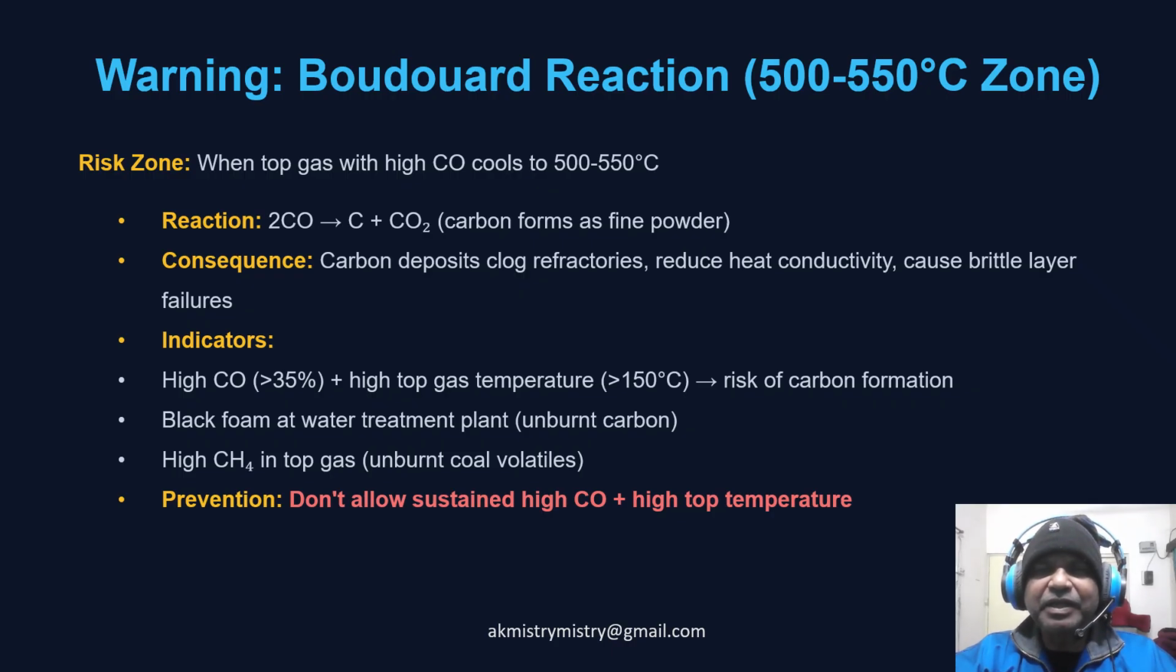prematurely. Practical indicators of this condition include high carbon monoxide above about 35% combined with a high top gas temperature about 150 degrees, black foam or unburned carbon at the water treatment plant, and elevated methane in the top gas due to unburned coal volatiles. The preventive rule is simple. Do not allow sustained operation with both high carbon monoxide and high top gas temperature.